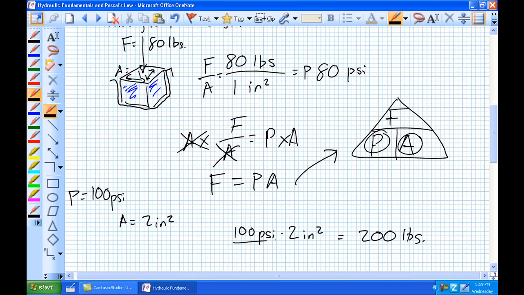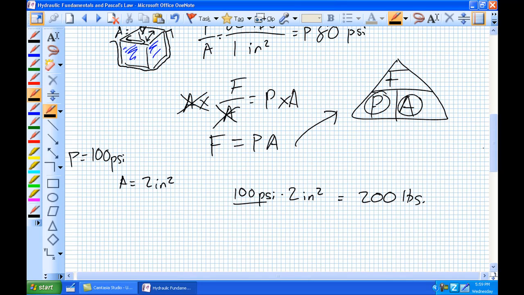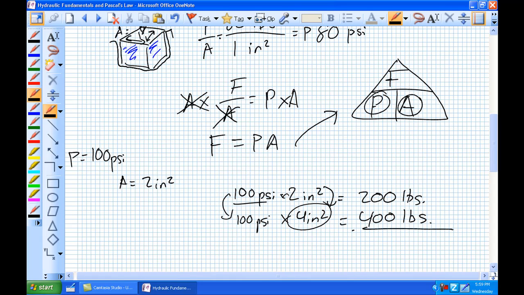What if I applied that same pressure to twice the area? 100 psi times 4 inches squared. 400 pounds. See what's going on here? It's the same pressure, but I just increased the area, thereby increasing the force. This is a neat thing called a force multiplication system that makes use of Pascal's law.